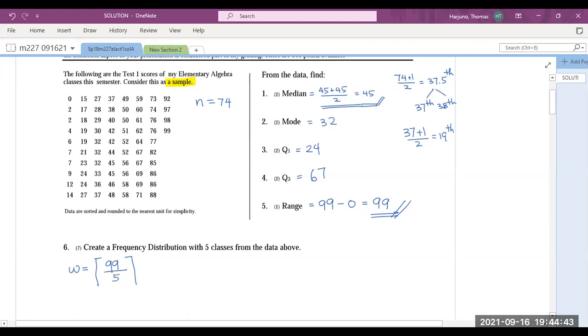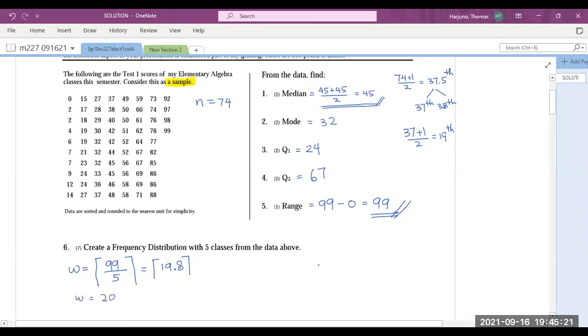Now, I will always tell you how many classes you need to create, usually 4, 5, or 6. In practice, there are 2 very well-known formulas to tell us the number of classes, but that's beyond the scope of this level. So I will tell you how many classes. Then 99 divided by 5 is 19.8, which if we round up, is equal to 20.